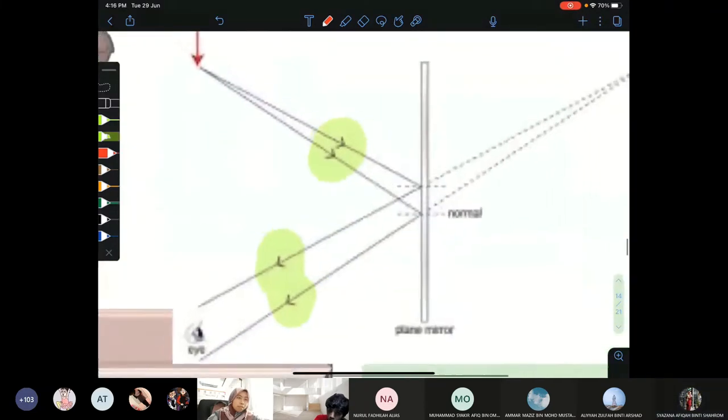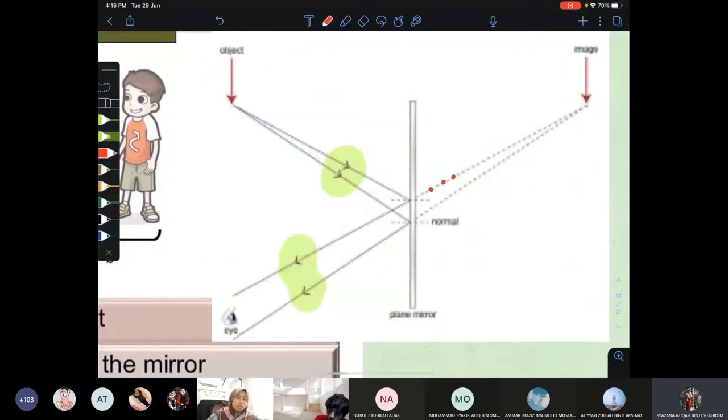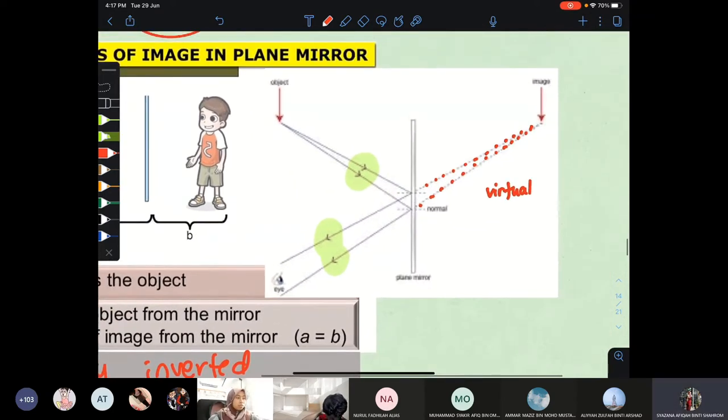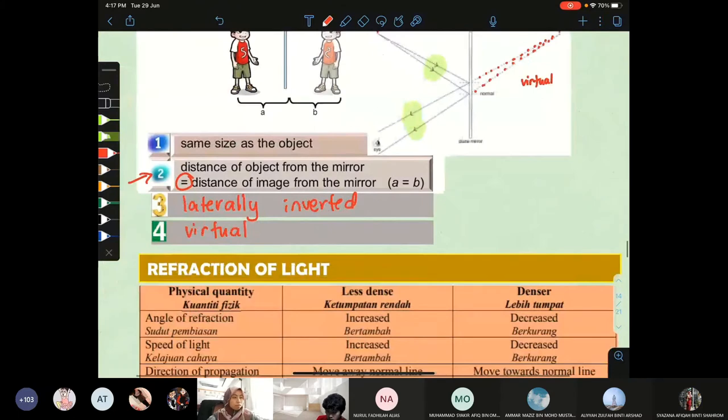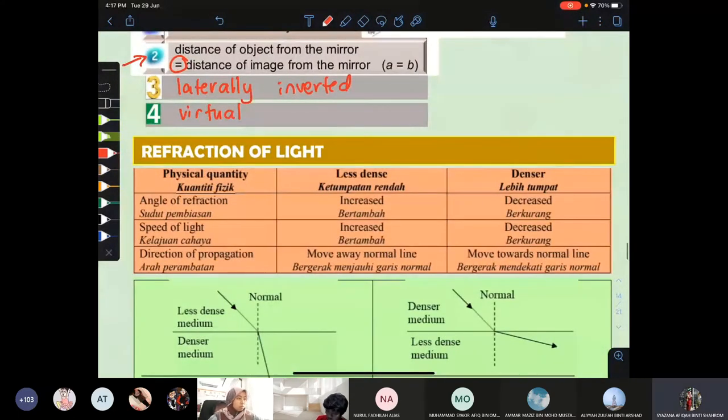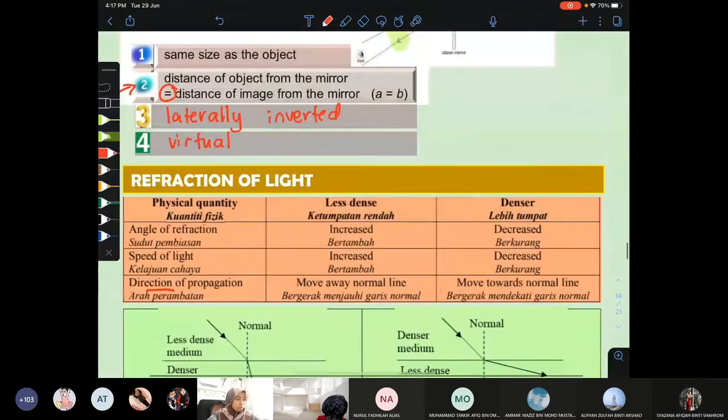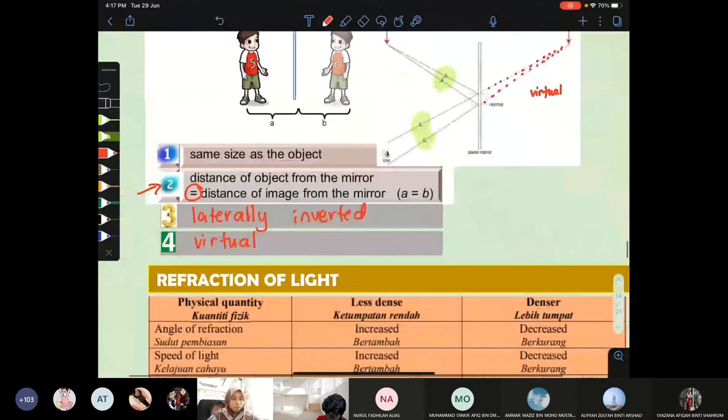And of course, you must have the normal line. There is a dash line here. What does the dash line show? Why must you use a dash line? Dash line means it's virtual. It's behind the mirror, so it's virtual. And this one we looked at just now: the angle of reflection, everything does not change except direction. Eh, sorry, this is refraction suddenly.